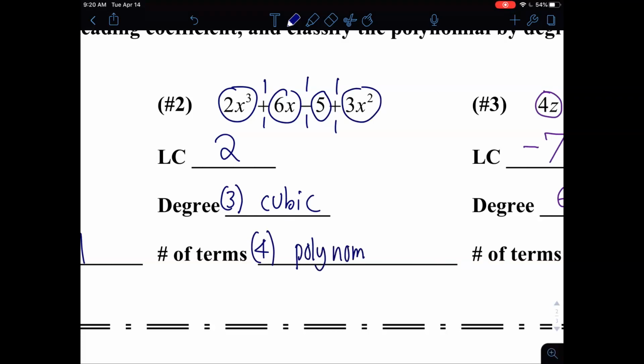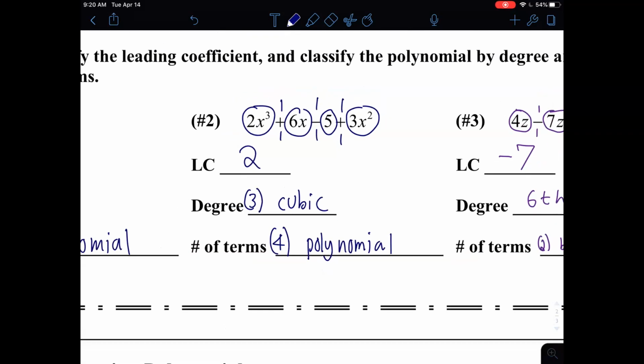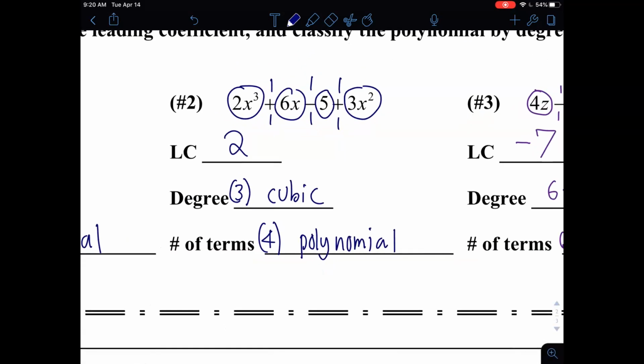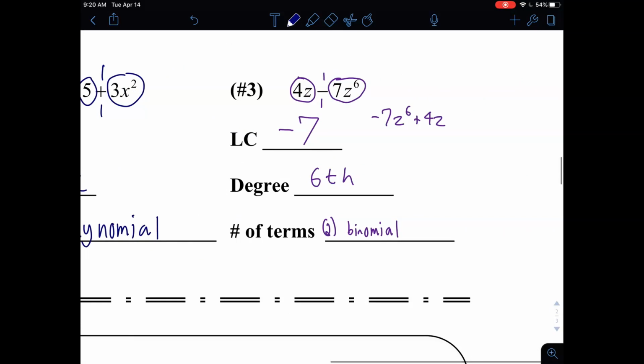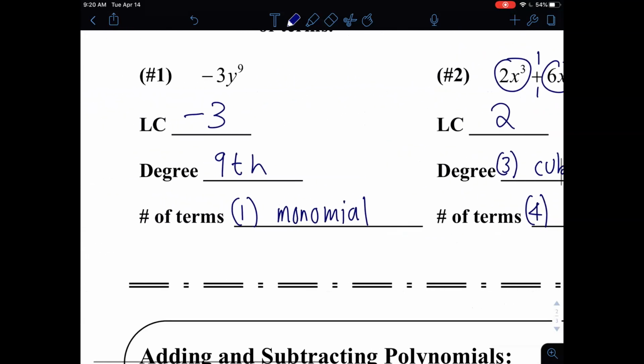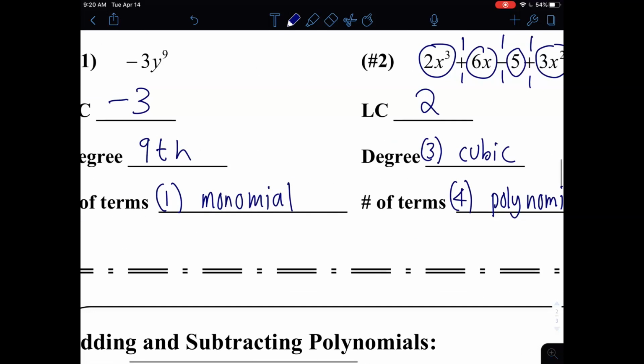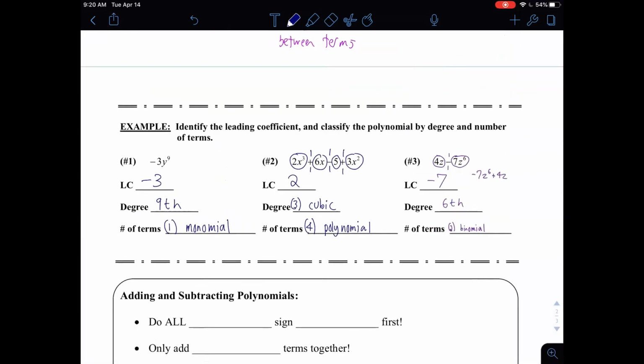Polynomial. So this is a cubic polynomial with 4 terms. Over here is a 6th degree binomial. Over here is a 9th degree monomial. That was how you would describe those polynomials. Okay?